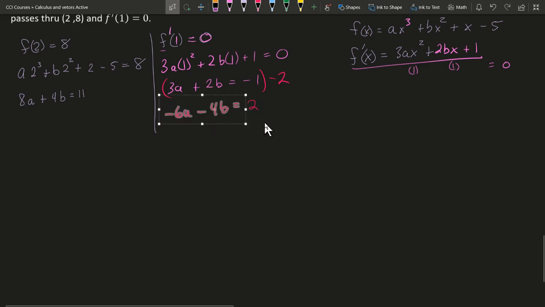Now I take this whole equation and move it over to here, and I'm going to do elimination. Pretty cool.